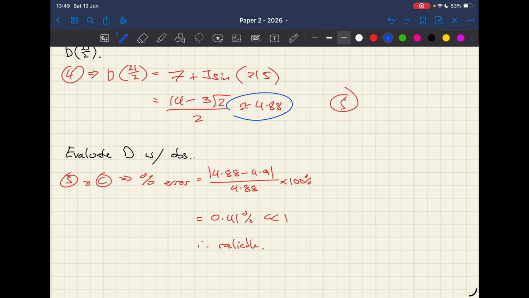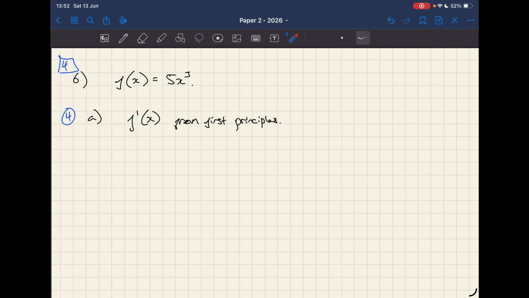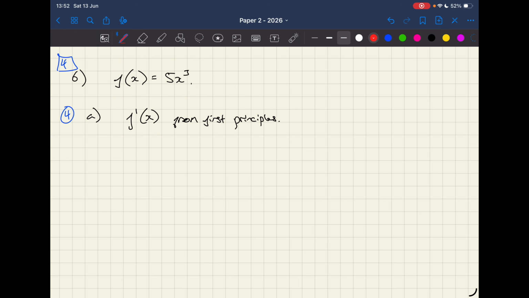Reliable. So that looks good to me. Let's keep going. Number 6. Yeah, simple. First principles. So let's write down what is first principles. We have basically the definition of this.